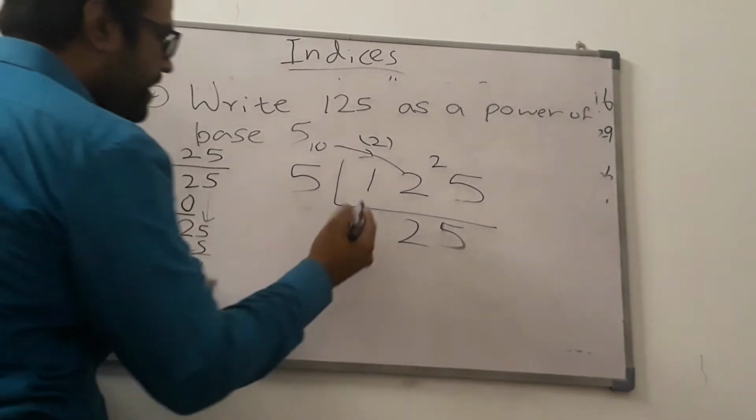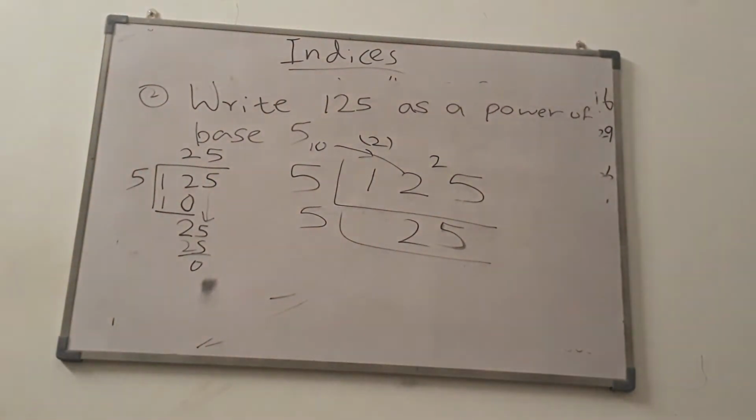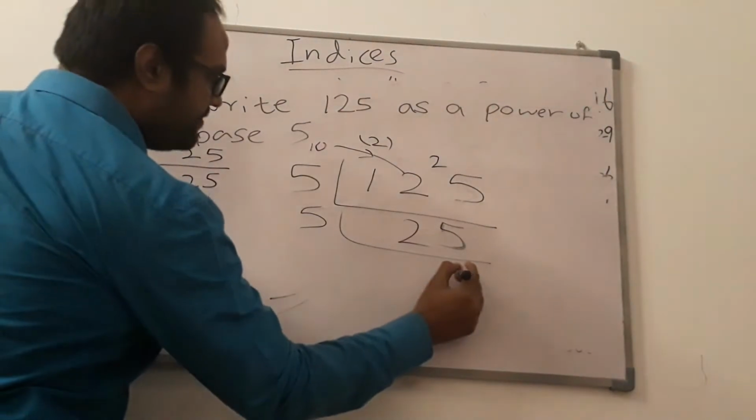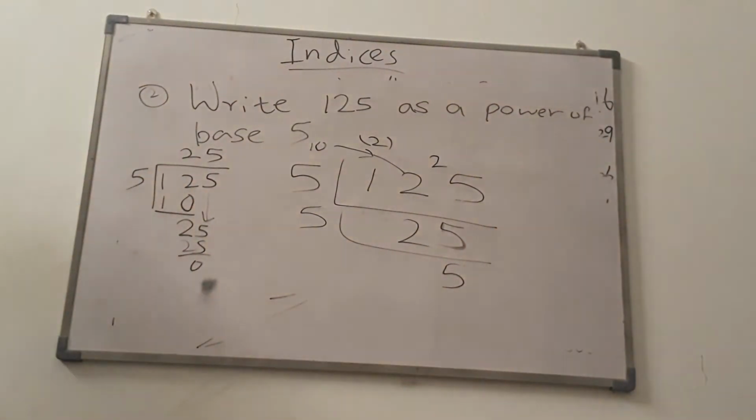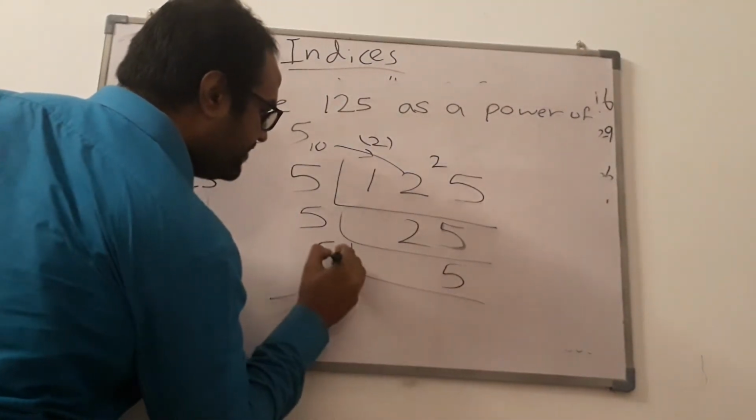Now we will divide 25 by 5. How many 5s are there in 25? 5 times 5 is 25. Table 5 times 5 is 25. And we can divide 5 by 5 yet again and get 1.